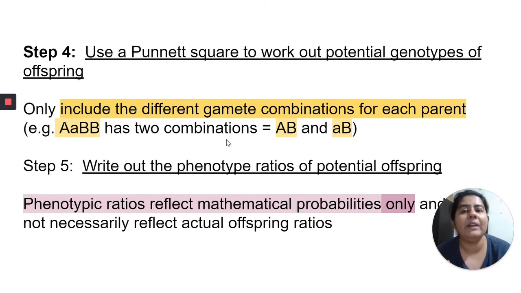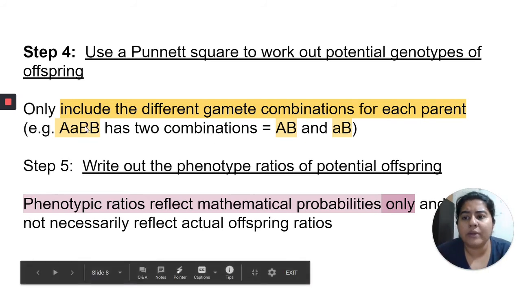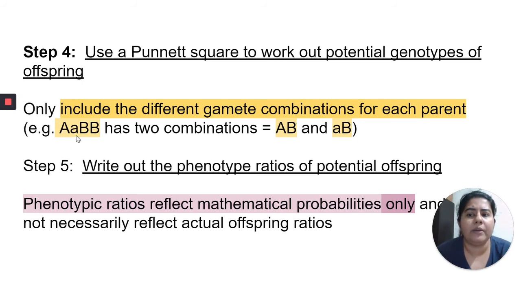No need to repeat and write the same gamete twice. Okay, 2 types of gamete means the capital A and capital B will form one type of gamete, and again do not write capital A and capital B because already you have mentioned this type of gamete.